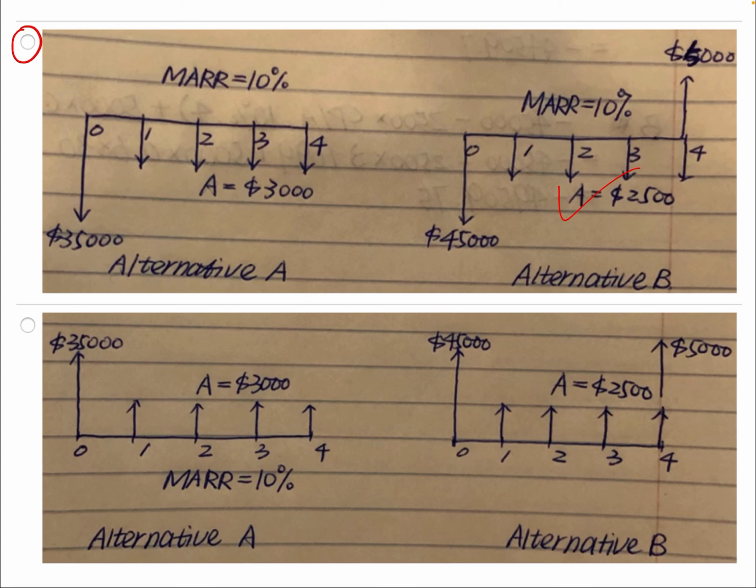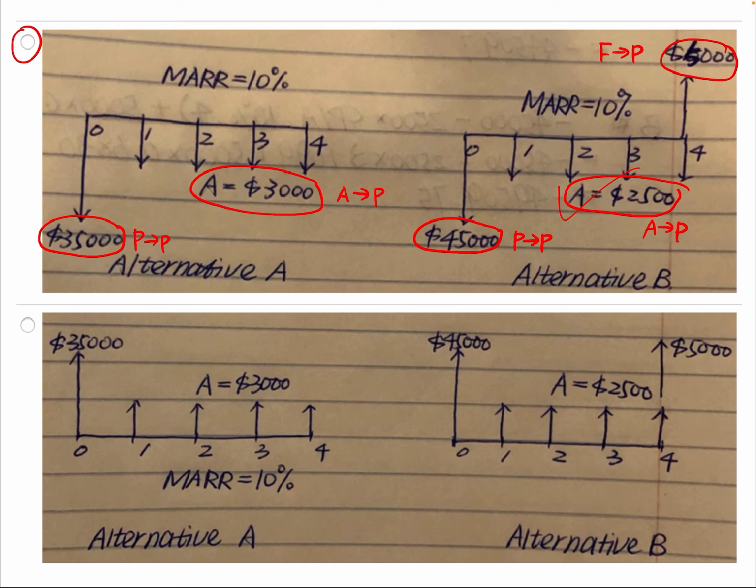Okay, so and for each one, it's a multiple cash flow problem. So you have two parts for each of them. This is your part 1. This is your part 2. So part 1 is to convert P to P. Part 2 is to convert A to P. Okay, and they're all negative. And the same thing for the second option. You have 3 parts. Part 1 is to convert P to P. Part 2 is to convert A to P. Part 3 is to convert F to P. Okay?